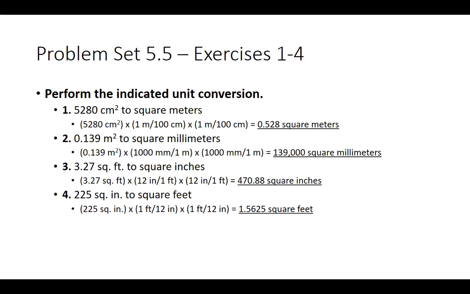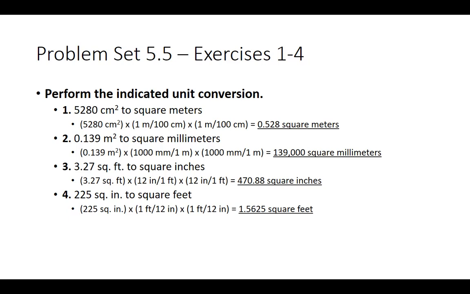So number 1, we have 5,280 centimeters squared, or square centimeters. We need to convert to square meters. So in order to get rid of square centimeters, we would need centimeters on the bottom twice. Our conversion factor into meters would be 1 meter over 100 centimeters. And again, we need that twice. Having centimeters on the bottom twice cancels out square centimeters on top. And then having meters twice on the top gives us square meters.